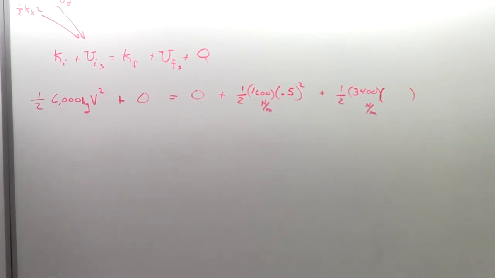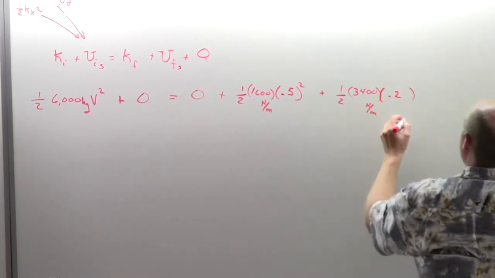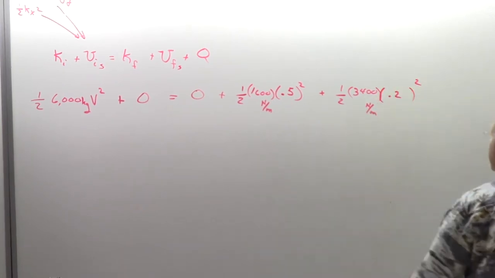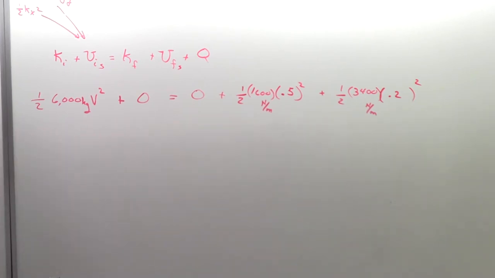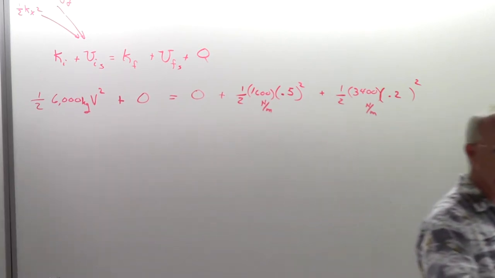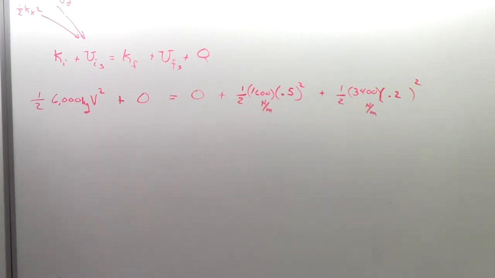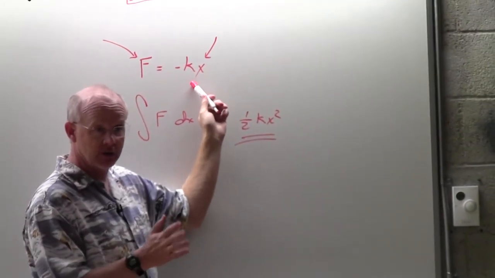0.2, right? It's only 20 centimeters. And we got to convert it to meters, right? So don't use the same x. The x's are not measured from the same location. That was the argument I made back here. You need to remember what our definition of x equal to zero is.